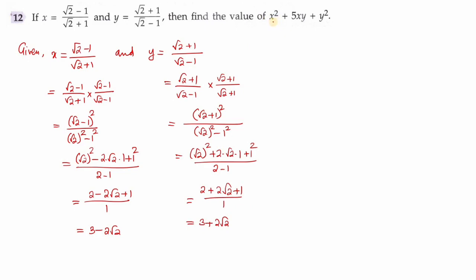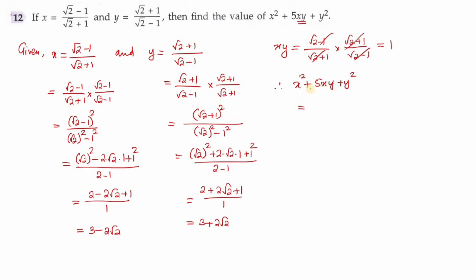Now see, the question is asking us to find what is x square plus 5xy plus y square. You see xy is also there, no? So let's find out what is xy. So xy is equal to, what is x? Either you can apply this, but I'll be applying this. Okay, so x is (root 2 minus 1) whole divided by (root 2 plus 1) into y, which is (root 2 plus 1) by (root 2 minus 1). You see these two get cancelled, these two get cancelled. So xy is 1.